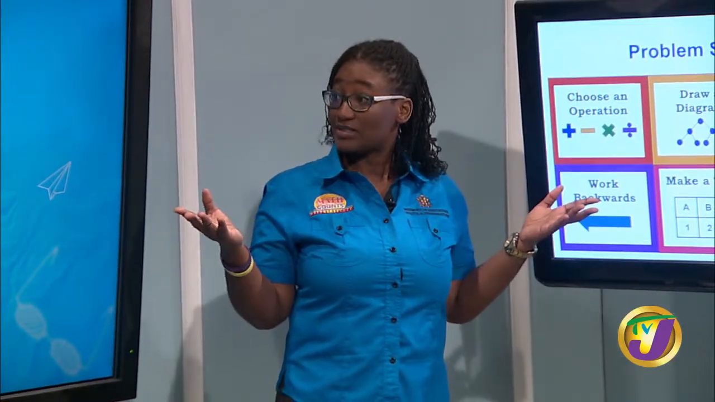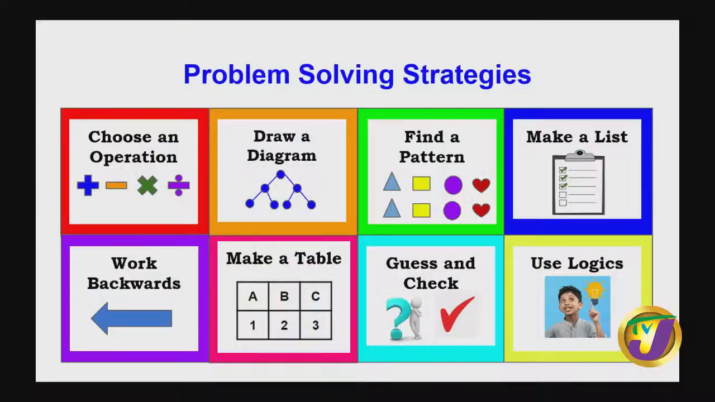You may want to find a pattern. Make a list. With your pattern, draw and choosing of an operation or whatever else you need on your list. You may want to work backward based on how the information is given. You may have to work from the very last piece of information back to what the question requires of you. You might want to make a table.